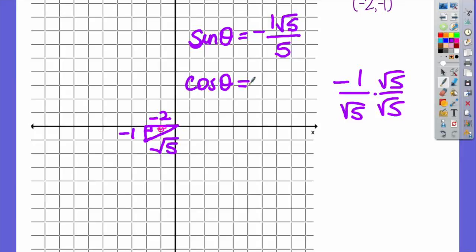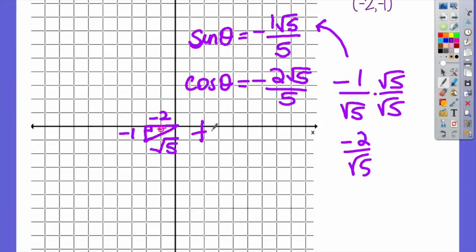Cosine theta was what? Malaysia, what did you get? Exactly, because you would have had to rationalize that as well. Cosine before was a negative 2 over square root of 5, so then you had to rationalize that. Okay? Tangent of theta is what, Isan?